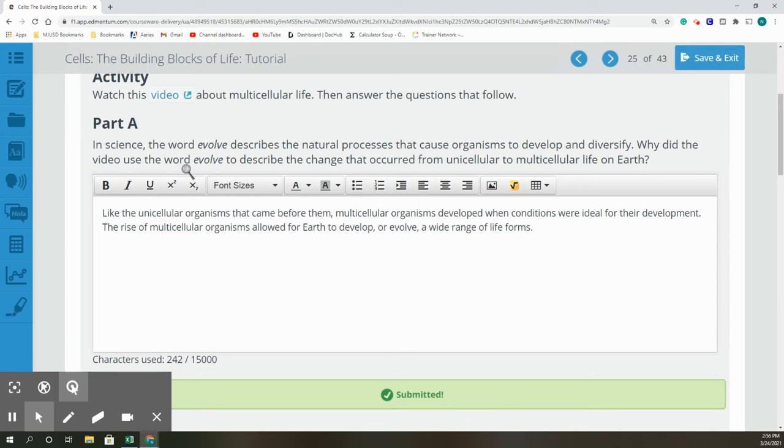Why did the video use the word evolve? Evolve describes the natural processes that cause organisms to develop and diversify. Like the unicellular organisms that came before them, multicellular organisms developed when conditions were ideal for their development. The rise of multicellular organisms allowed the Earth to develop or evolve a wide range of life forms.